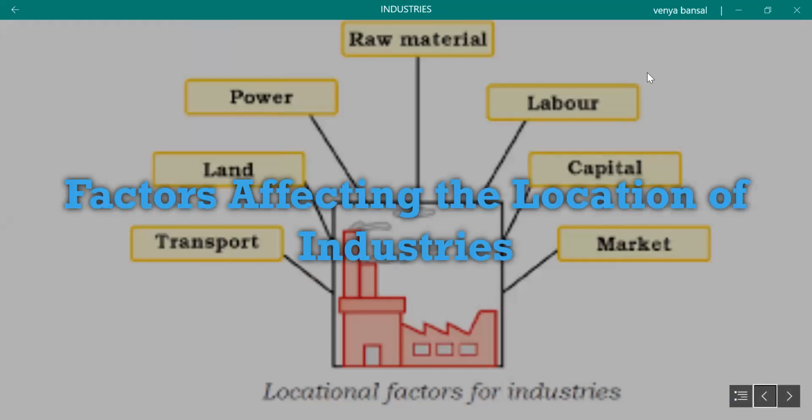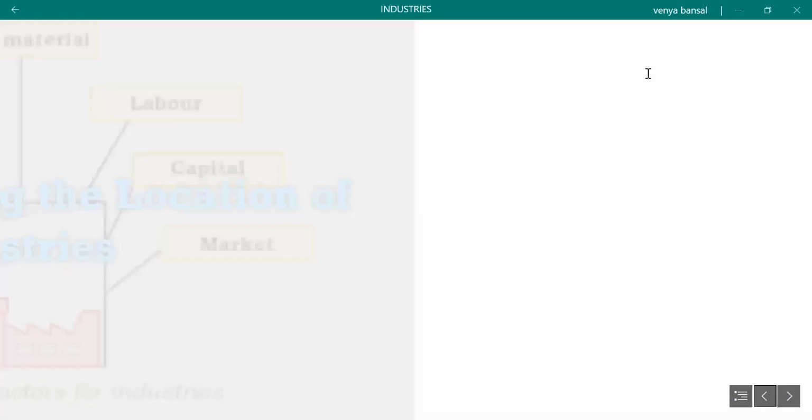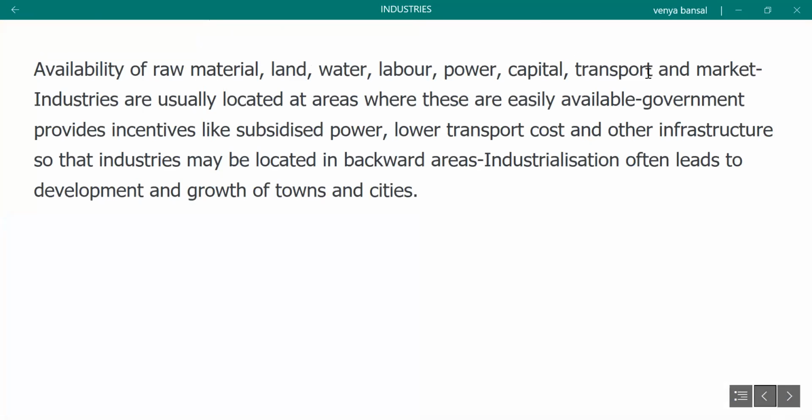Factors affecting the location of industries. Availability of raw material, land, water, labor, power, capital, transport, and market. Industries are usually located in areas where these are easily available. Government provides incentives like subsidized power, lower transport cost, and other infrastructure so that industries may be located in backward areas, which will lead to industrialization and to the development and growth of towns and cities.